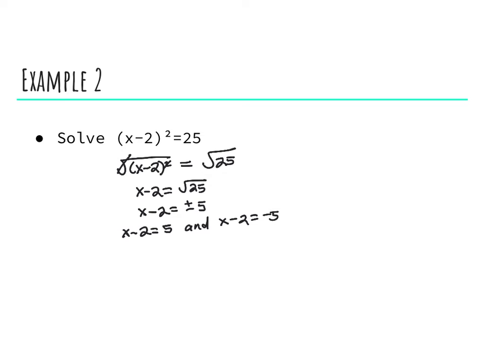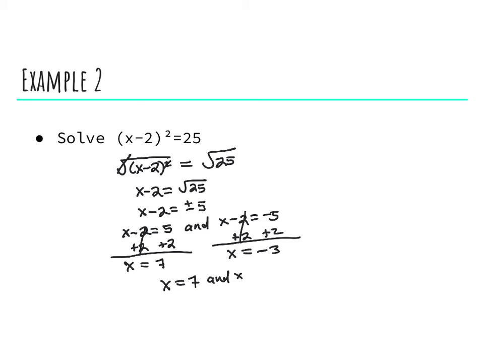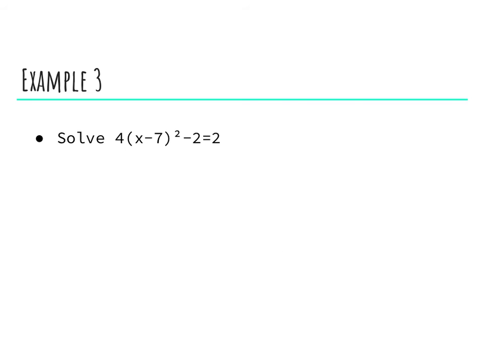Solving the equation on the left, I'm going to add 2 to both sides of that equation, and then I'll be left with x equals 7. Solving the equation on the right, I also add 2 to both sides, and I'm left with x equals negative 5 plus 2, which is negative 3. So my solutions are x equals 7 and x equals negative 3.